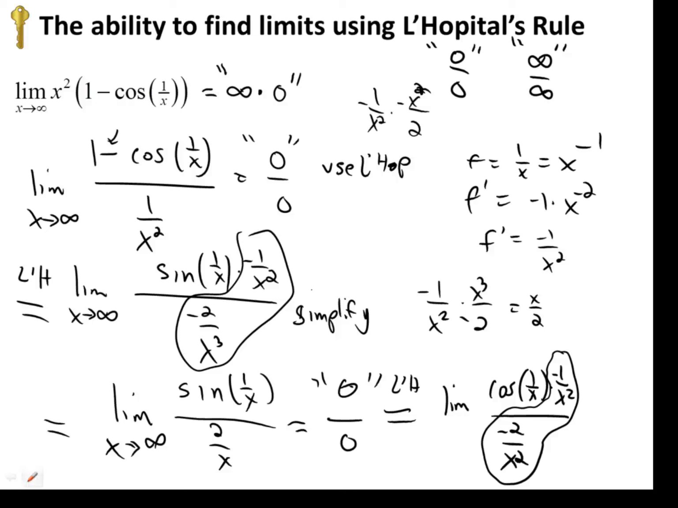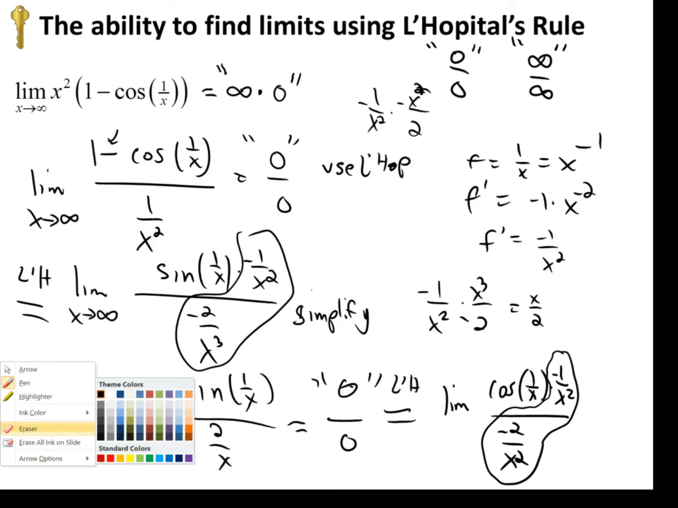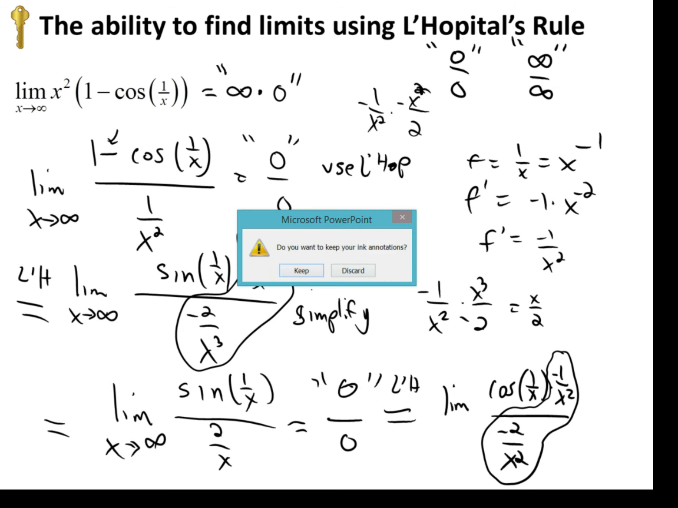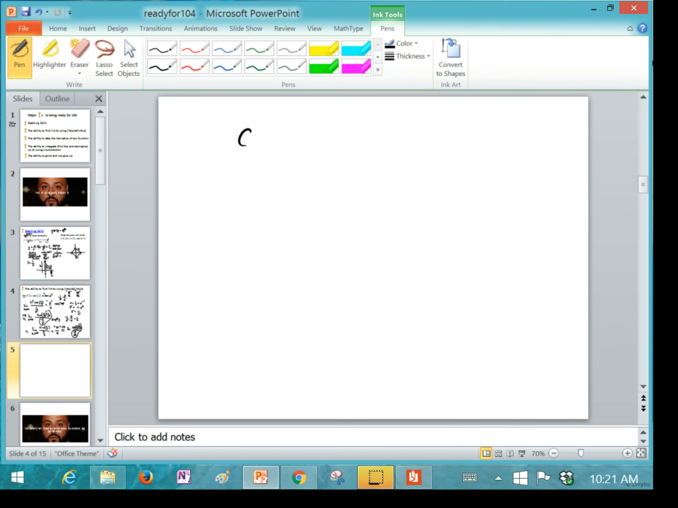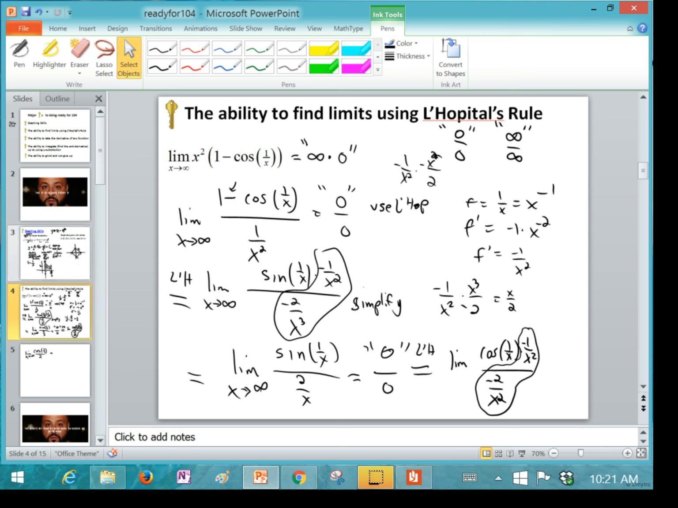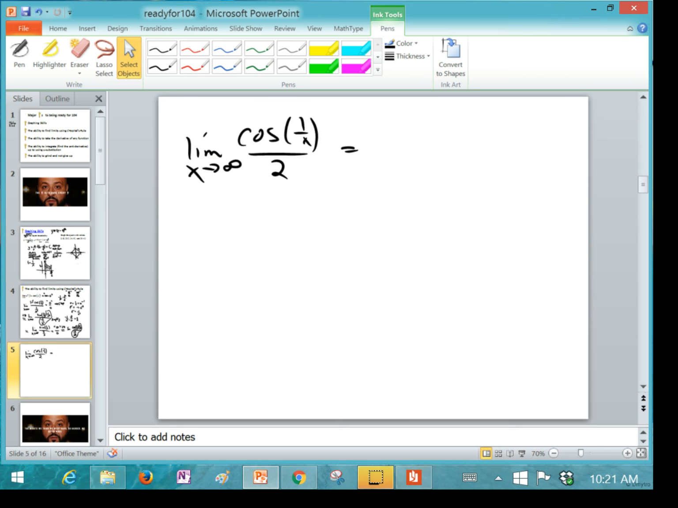I wish I could erase some of this. Let me see. Maybe I'll just add another slide. Cosine of 1 over x over 2, as x heads to infinity. We used L'Hopital's Rule that last time. Oh, I did write that. Okay, good. And we end up with 1/2 as the answer. That was on the final. It was a 103 question, really, in the dressing of a 104 question.